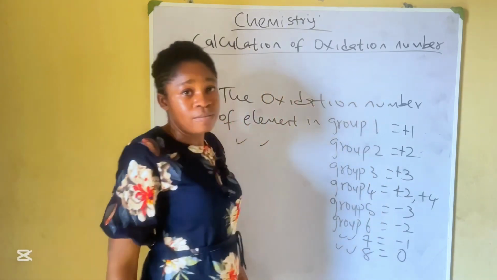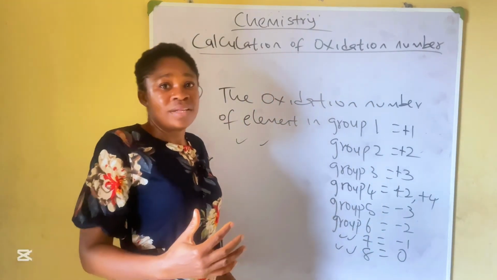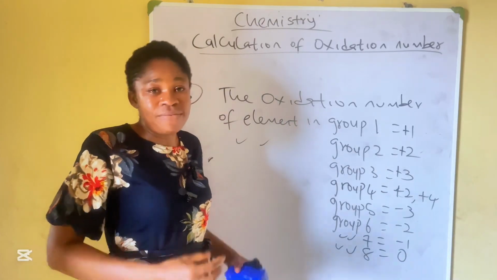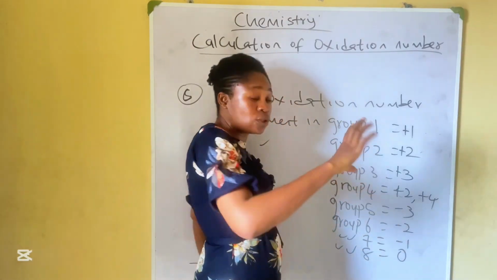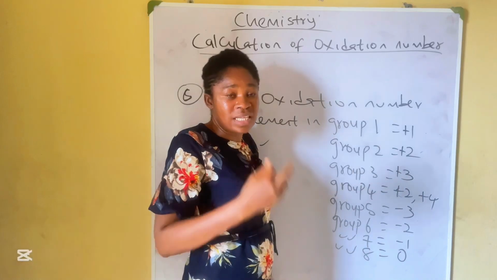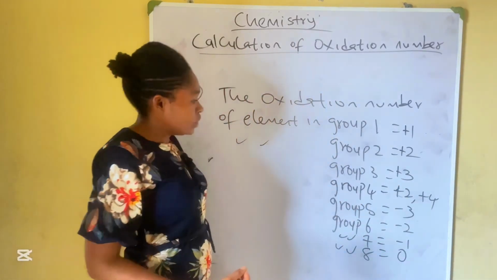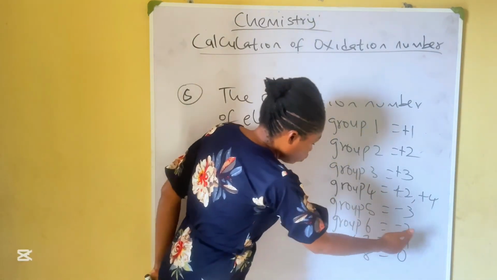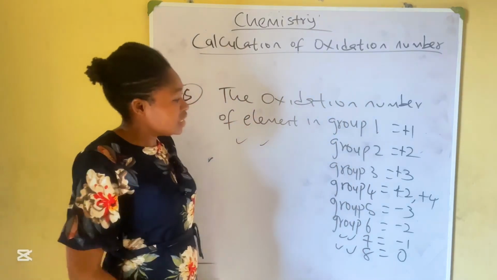Element in group 5, remember, in the definition it said the number of electrons required by an atom to acquire a filled electronic structure. So those in group 5, they have 5, so they need 3. They need three more electrons to acquire what? A stable electronic configuration. So because I'm going to accept 3, the oxidation number is what? -3. Those in group 6 will be -2 because they need 2. Those in group 7.